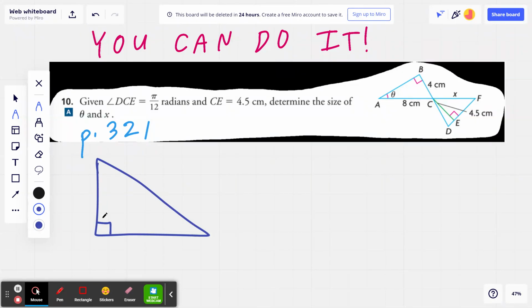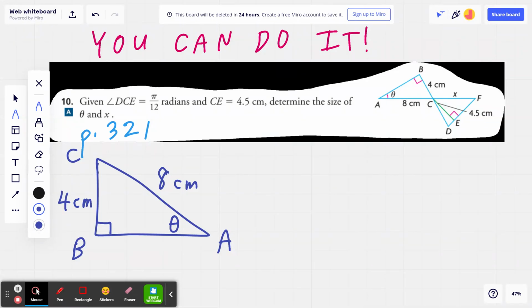So if I think about triangle ABC, notice angle B is 90 degrees. If I label A on the right bottom corner, that's going to be the location of the angle theta that we'll be looking for. If I think about the other corner, this is going to be C, and the hypotenuse AC is going to be 8 centimeters. If I think about the measurement BC, that's going to be 4 centimeters, just like that.